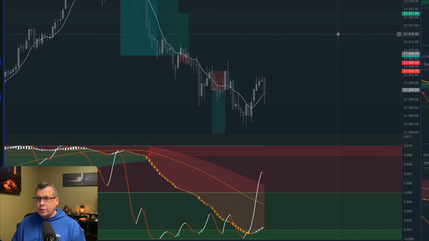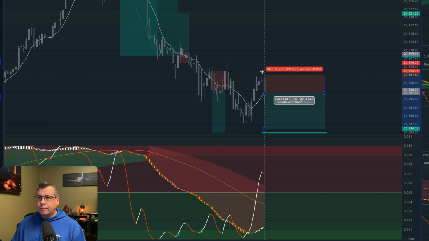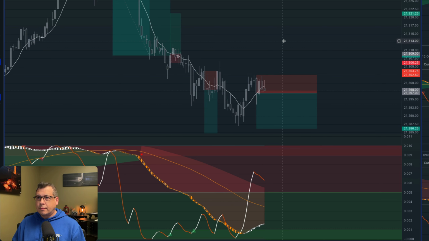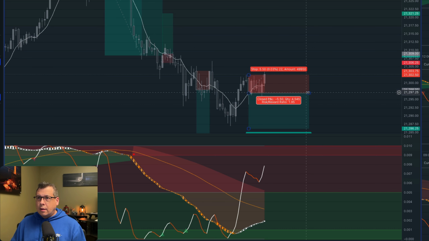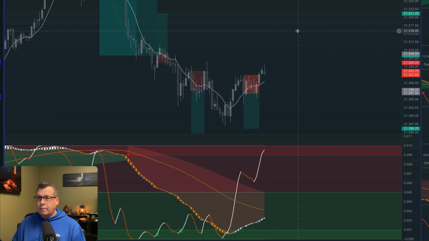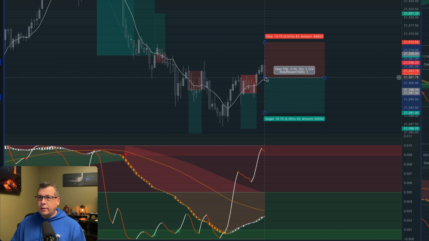I'm still looking for shorts because the delta is under the confirmation line. It's ticking down from the red zone. And we end up getting stopped out here. And we're ticking down from the power zone. That is a short signal.